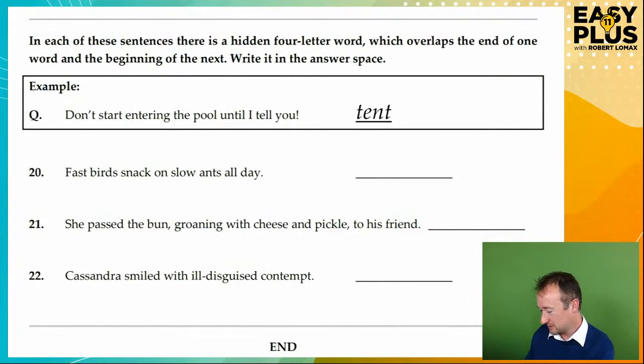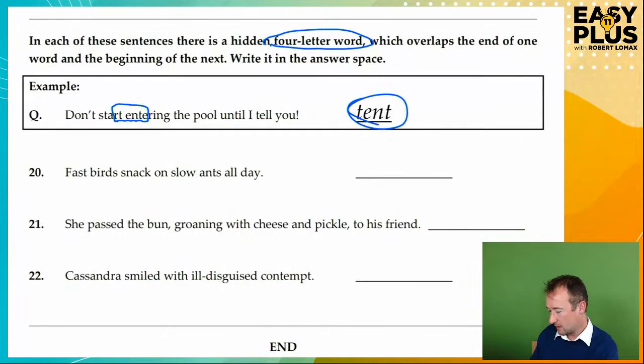It overlaps the end of one word and the beginning of the next. Again, it's a 4-letter word that is crucial. Write it in the answer space. And here's an example. Don't start entering the pool, and you can see the word tent is there, and that's here in the answer. Okay. Fast birds snack on slow ants all day. Try saying that 5 times quickly.